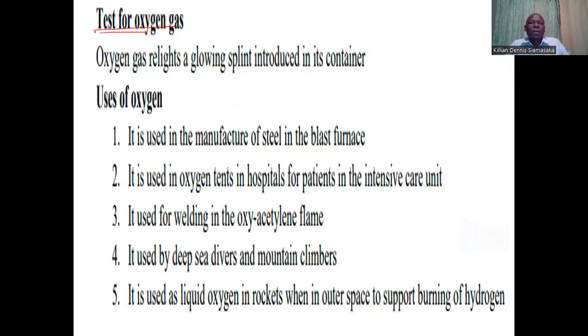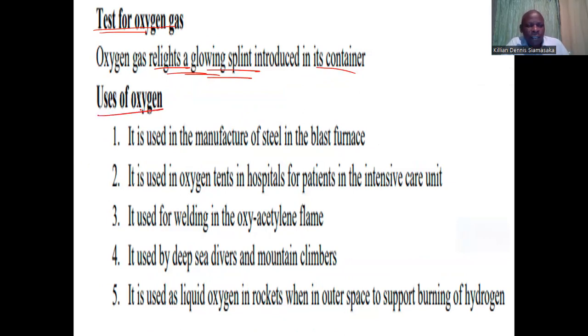Oxygen can be tested to find out whether what you have prepared is really oxygen by passing it through concentrated sulfuric acid to dry it, after which you can introduce a glowing splint. The glowing splint is going to relight, or burn more, in oxygen.